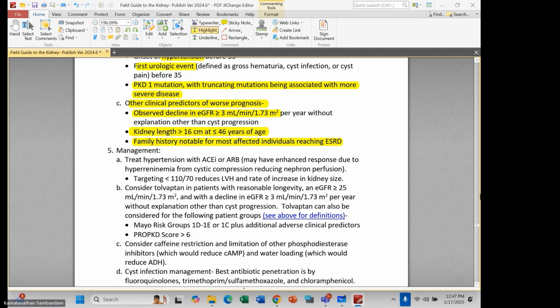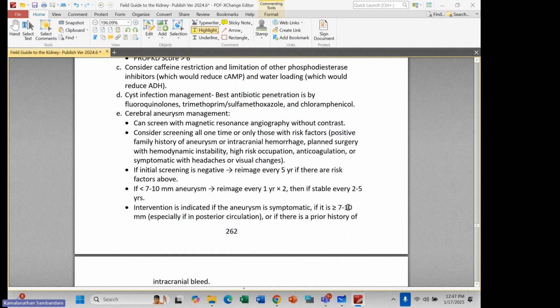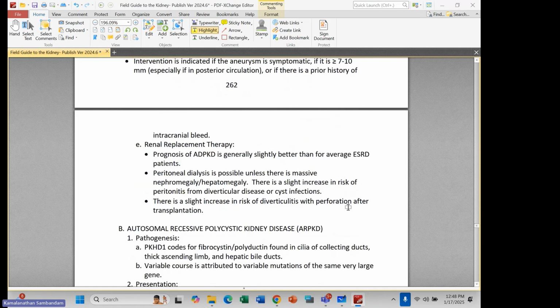Okay? All right. And I guess I should say, I'm surprised I haven't said this explicitly under prognosis.